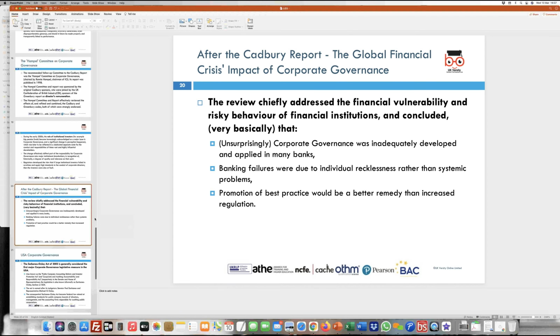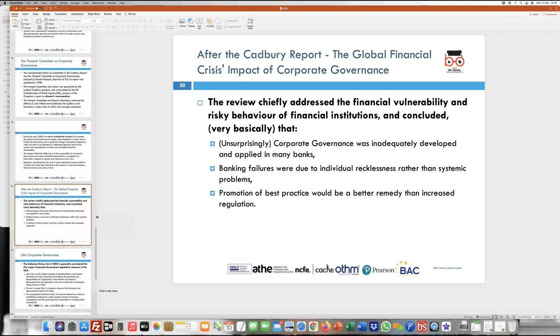Now, after the Cadbury report, we also see the global financial crisis happening. Because of the global financial crisis, a lot of countries in particular, and banks in particular, were regulated, and lots of changes were brought across in the workings of the financial systems in most countries. So in the UK, after the financial crisis, the Financial Services Authority, the FSA, was closed, and a new authority called the Financial Conduct Authority was formed.